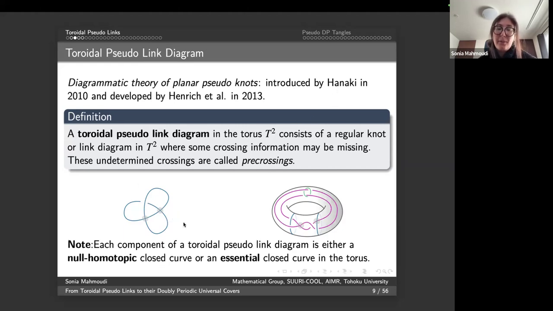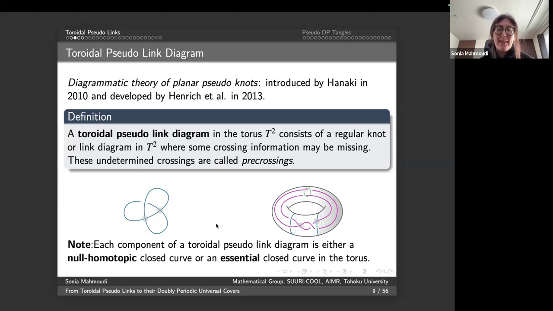And this is where the theory of planar pseudo knot and link was stated, which is a diagrammatic theory from the beginning. And here we just extended the definition to have a pseudo knot or link diagram in the surface of the torus. So this crossing, which we don't know the information about, we will call pre-crossing.